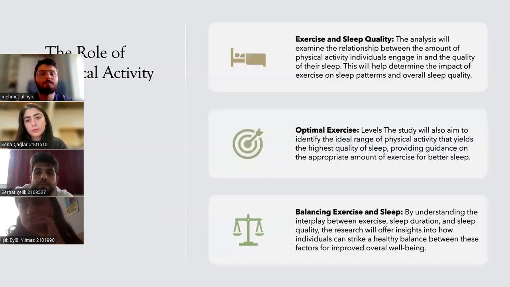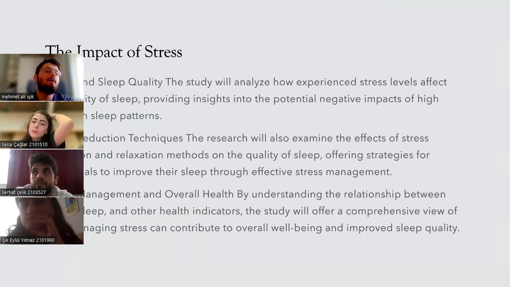in a negative way. For the role of physical activity, there are three main pillars: exercise and sleep quality, optimal exercise, and balancing exercise and sleep. In this research, we're going to use some indicators and methods to look at those three dimensions with statistical science. As for the impact of stress, if we sleep longer or shorter, it has different kinds of effects in our life. In this paper, we're also going to look at these topics.